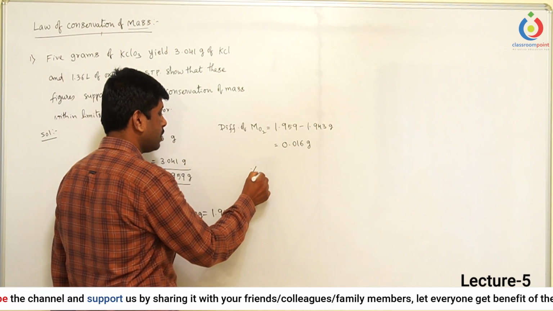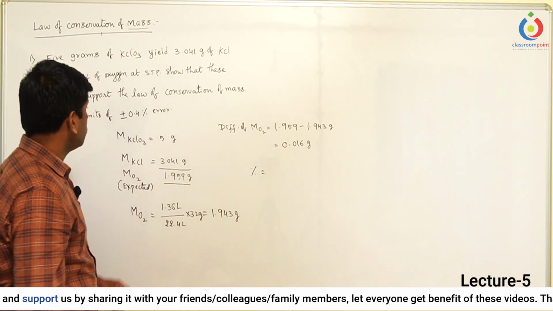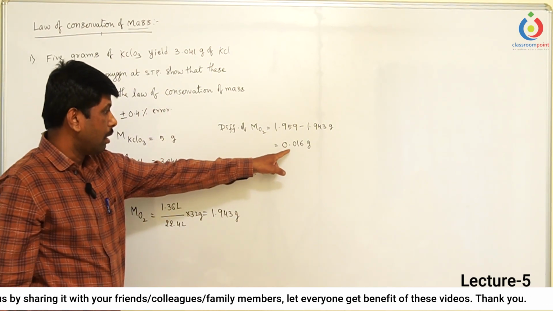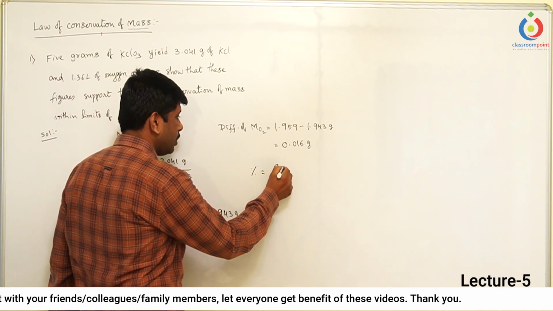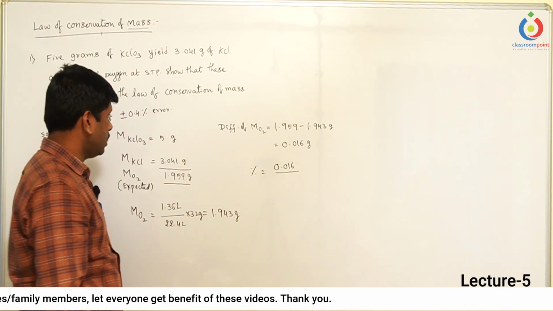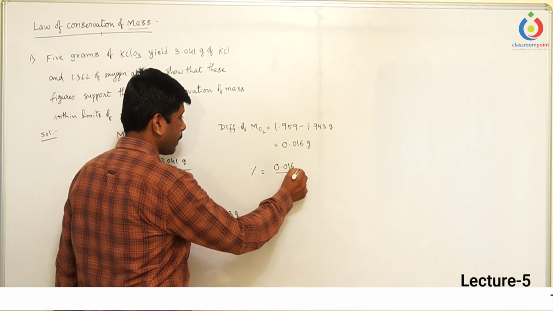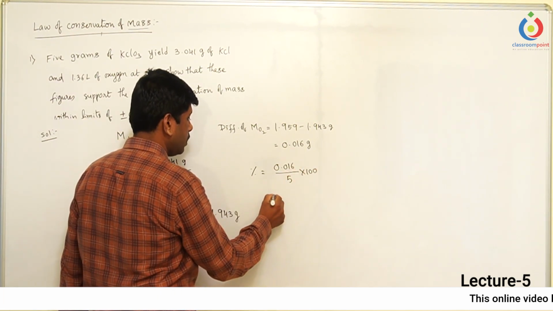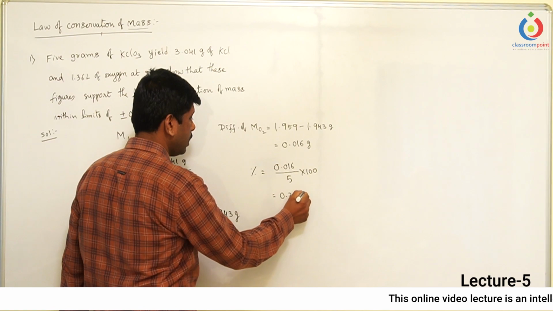Let us calculate the percentage of the error. So percentage of the error means the difference of the mass 0.016 divided by the total mass of the substance. Initially what we have taken, 5 grams, into 100. This is equal to 0.32 percentage.